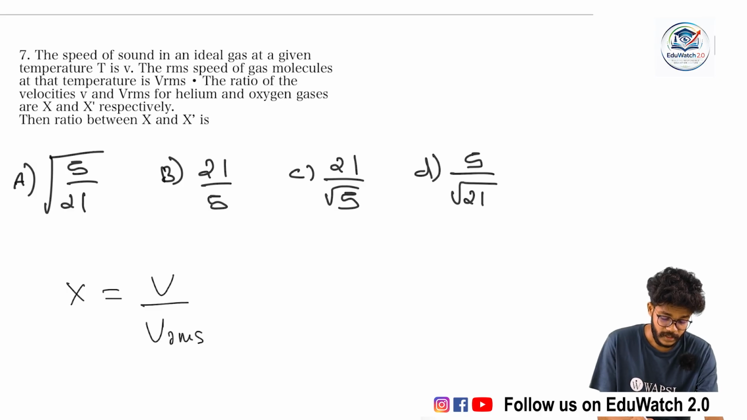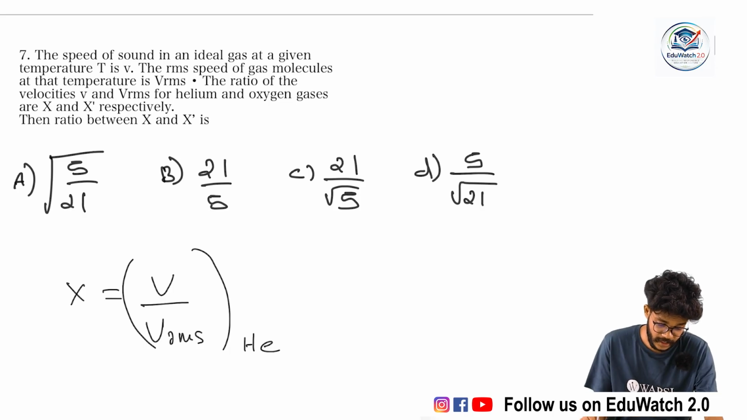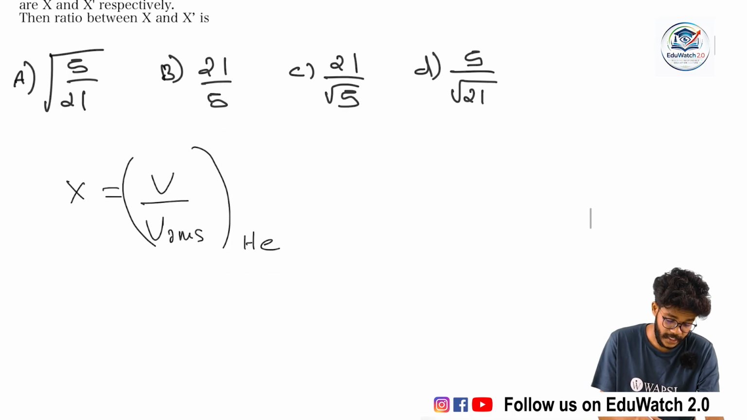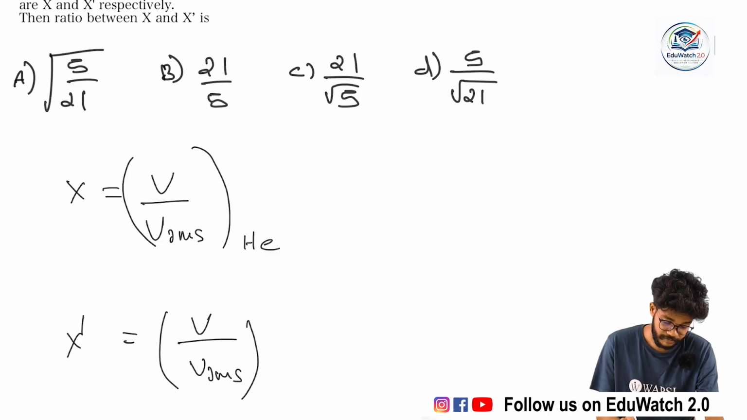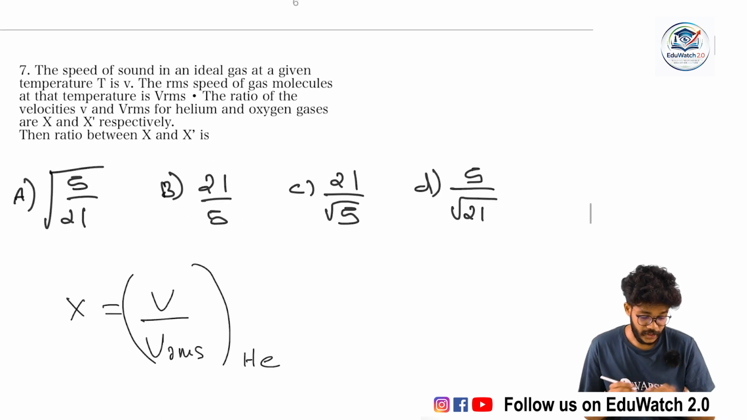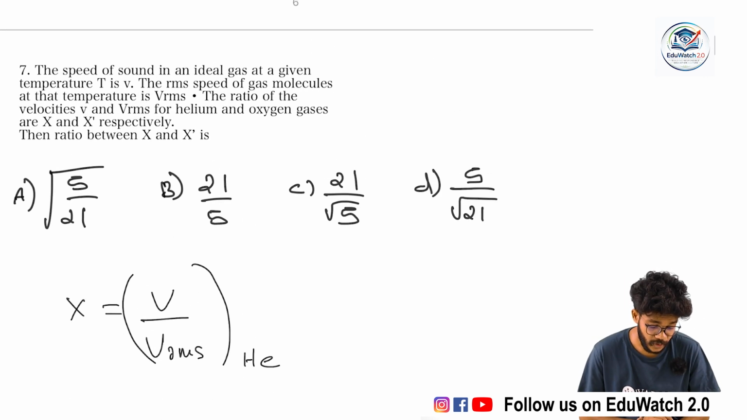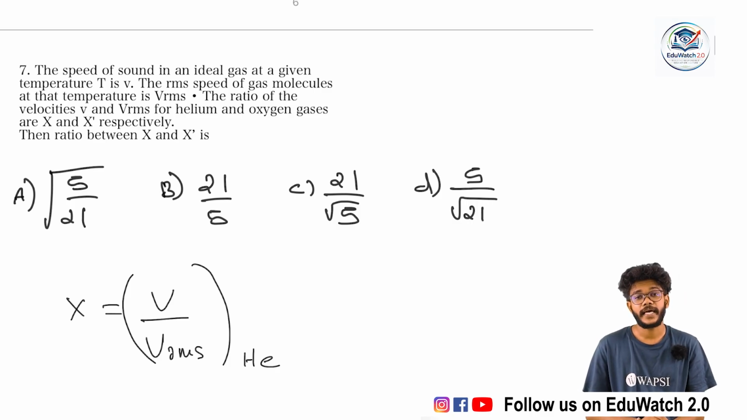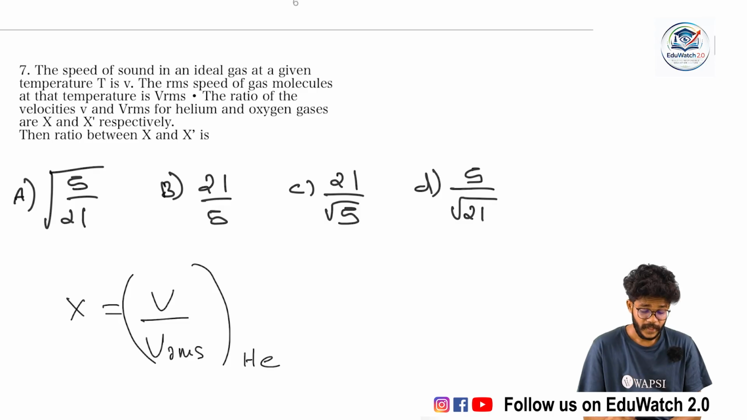X is the ratio of V and Vrms for helium, and X dash is the ratio of V and Vrms for oxygen gas, respectively. So we have to find the ratio between X and X dash, that is, X divided by X dash.